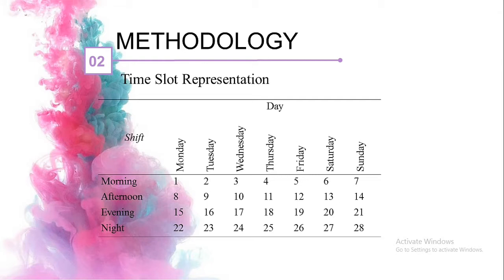Salabali has 4 work shifts in a day. It is morning shift, afternoon, evening, and night shift. In 7 days, it becomes 28 shifts. In this table, we see 28 slots in time slot representation. Each slot will represent a gene in chromosome representation.